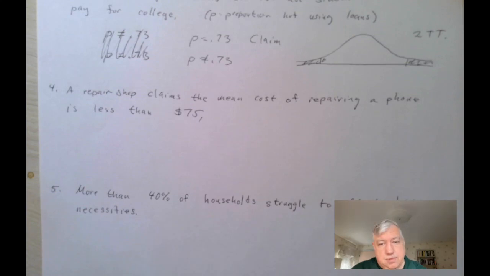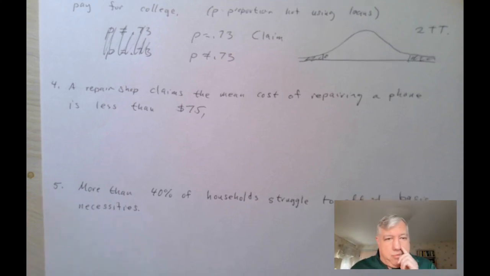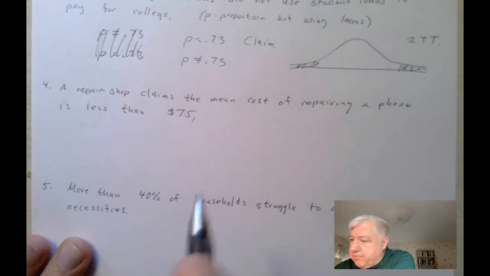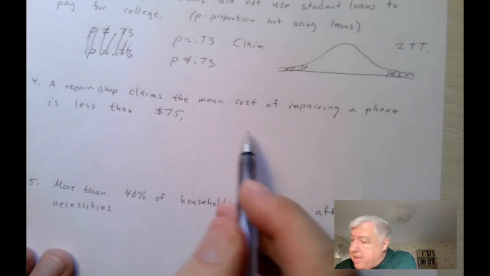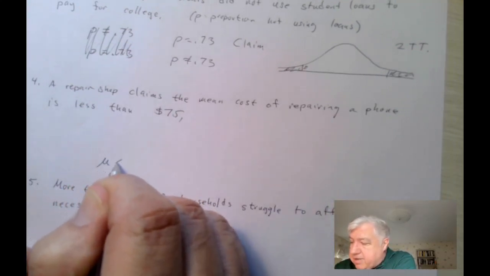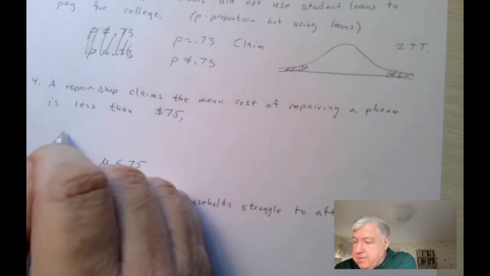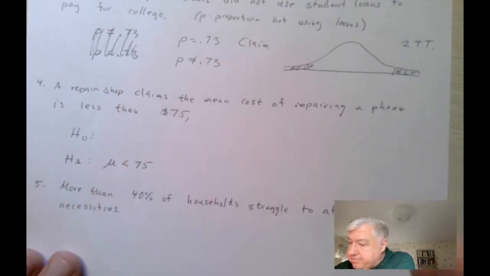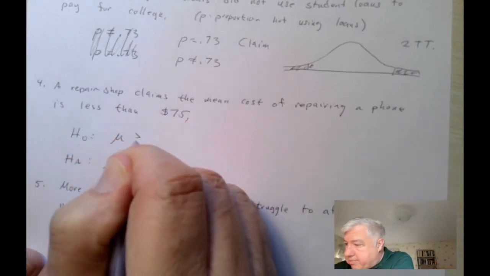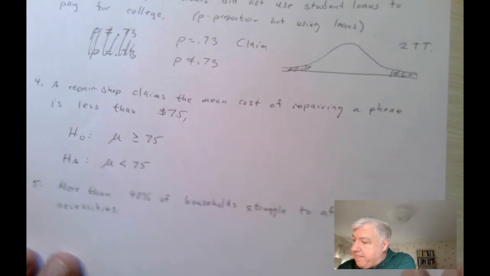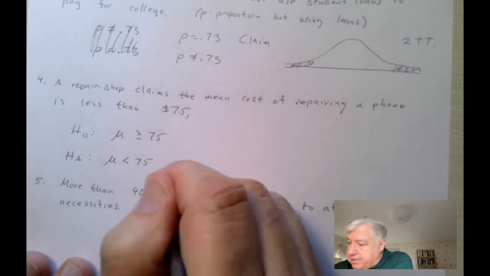Next example is, sorry about that, I had to answer the phone. So a repair shop claims that the mean cost of repairing a phone is less than $75. So here we're saying that the mean is strictly less than 75. So that has to be our alternative hypothesis. The null hypothesis would be that mu is greater than or equal to 75. And this is our claim.